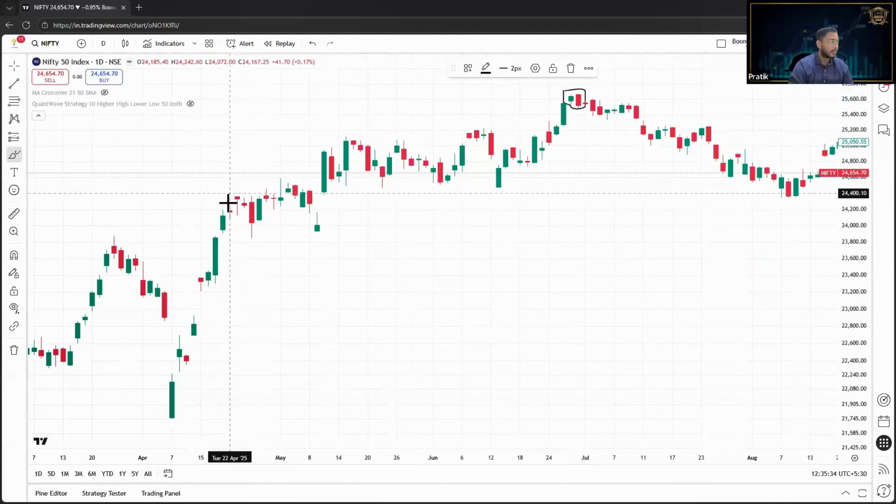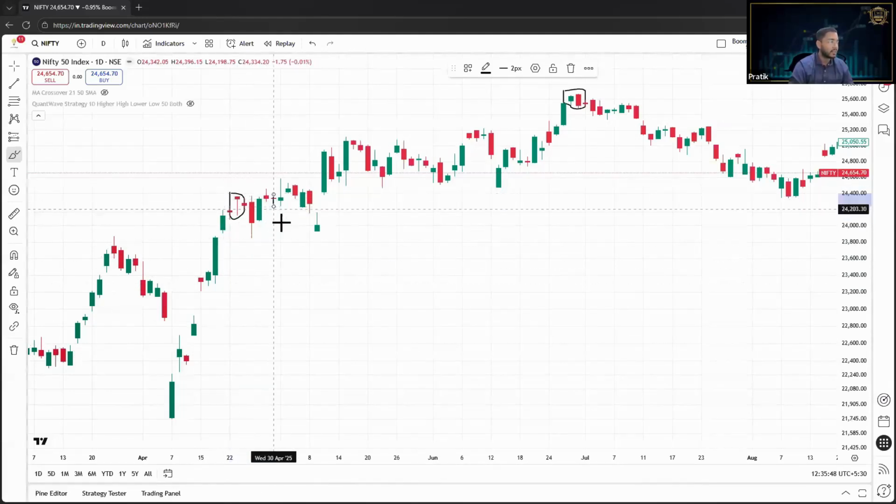What pattern is this? What pattern is this one? This red candle here. Hanging man. Perfect. Hanging man.